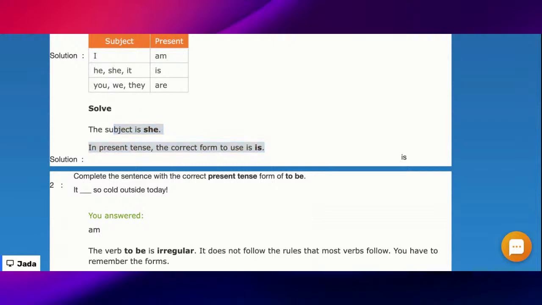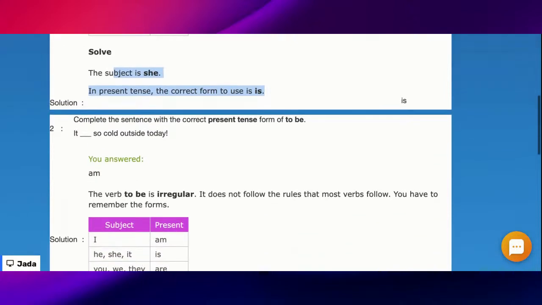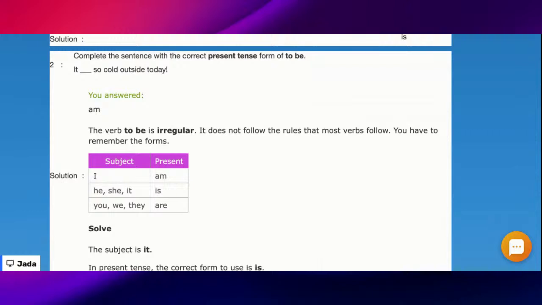Okay, doing a great job. All right, so we have: complete the sentence with the correct present tense form. It dash so cold outside. So what is it? Remember that you use it with is, so it is so cold outside.